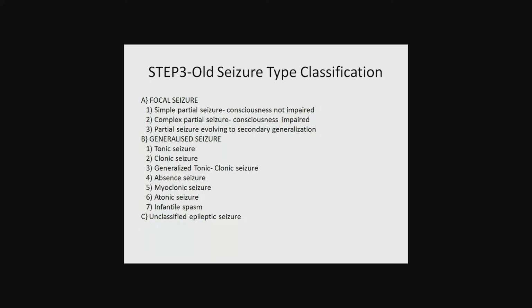It occurs in juvenile myoclonic epilepsy. Atonic seizures means the patient is standing or sitting and he suddenly falls down, then it is called atonic seizure. Or infantile spasm, again these are also sudden jerks, also called salaam attack.